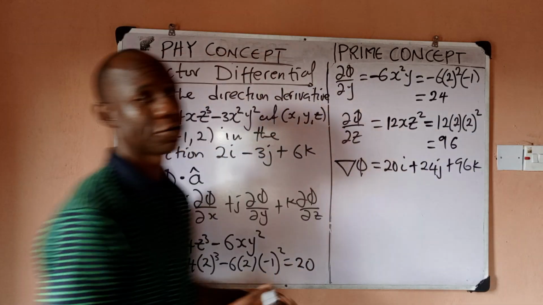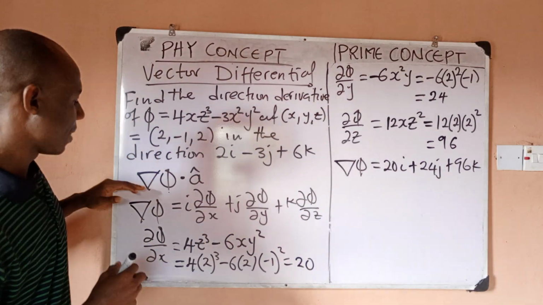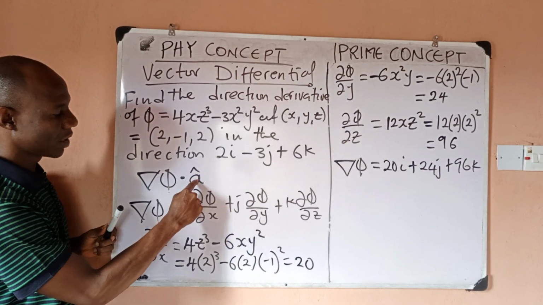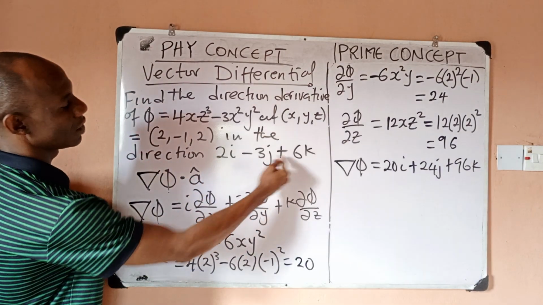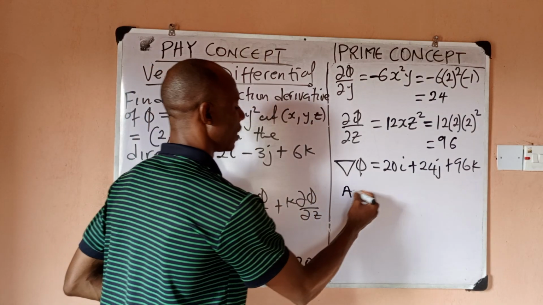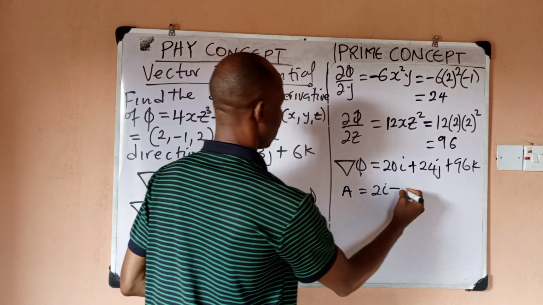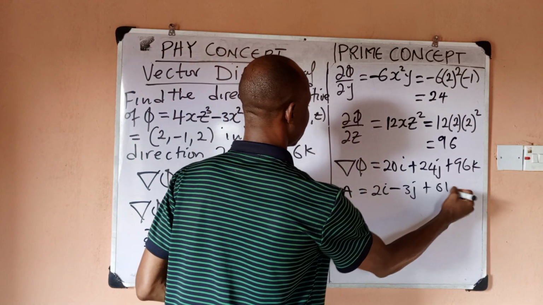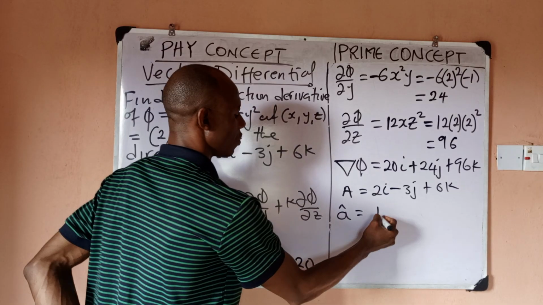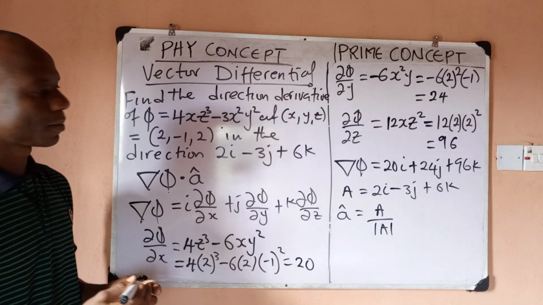So this is what I have as the gradient. Then the next thing I want to do, remember, this is the aim. This is what we want to get. So I need to find the unit vector, because this is actually what I'm calling A. If A is equal to 2i minus 3j plus 6k, it means that the unit vector for A is going to be A over the magnitude of A. I need to find this.